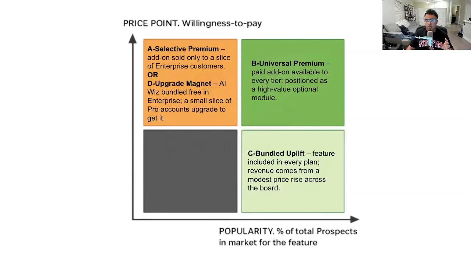And then the C option is, it's very popular but the willingness to pay is not that high, in which case you bundle it in every plan and you do it because you think that it's going to increase win rate and therefore your overall revenue. So in this video, what we're going to do is show you how you can do this math. How popular something is and how relevant it is to your different customer segments, that is something you know. But despite that, before you take a decision, I would recommend you run the numbers. You run back of the envelope math. All right. Here's how you do that.